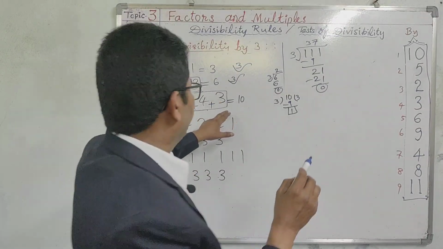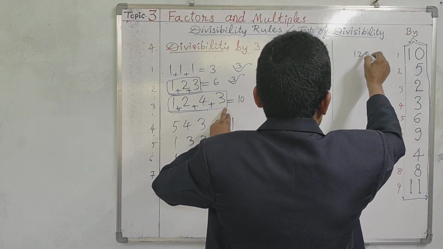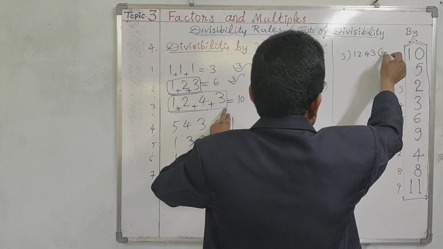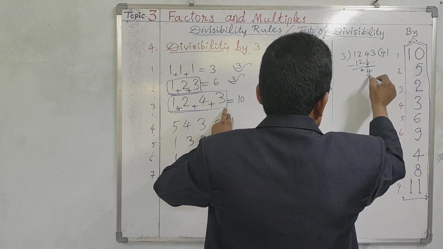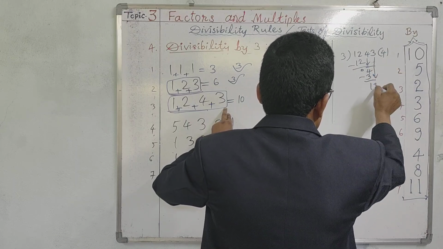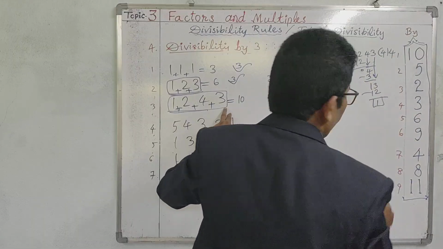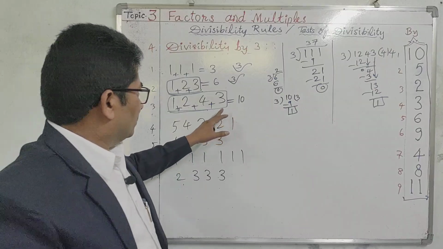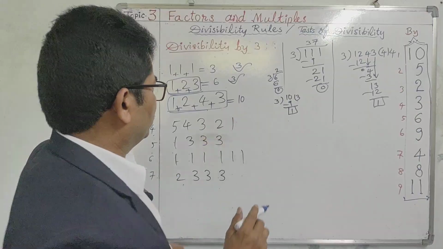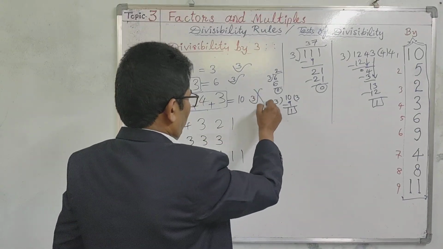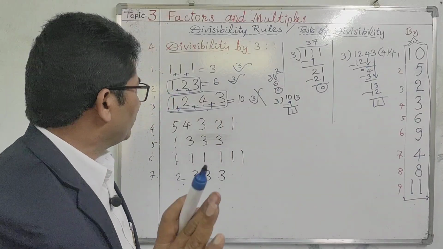If there is a doubt, you may do the actual division. 1243. 3 4s are 12. 0, bring down 4. 3 1s are 3. 1, bring down 3. 3 4s are 12. So 1 is the remainder. You may think there is a 3 here so it is divisible, but it is not divisible by 3. This means the 1243 number is not exactly divisible by 3.